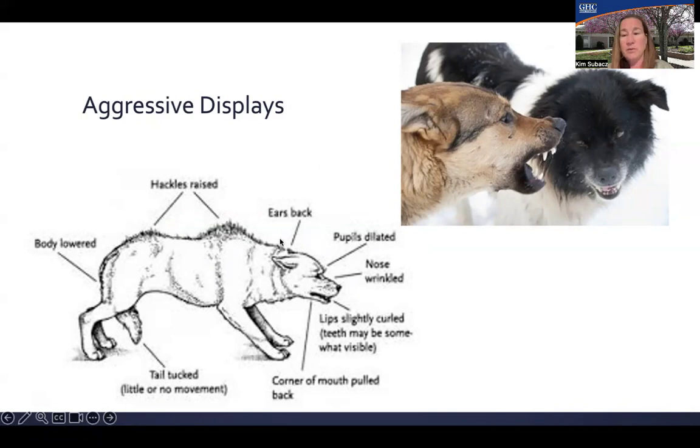So aggression displays, some are very, very obvious. Some are less obvious. My cat, for example, growing up was less obvious. He would look at you and you'd be doing nothing.